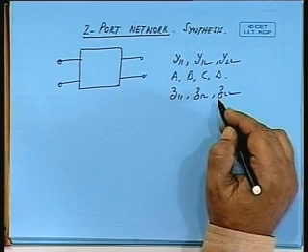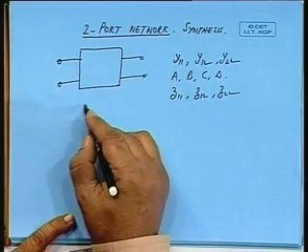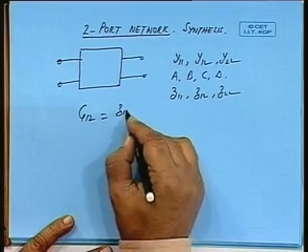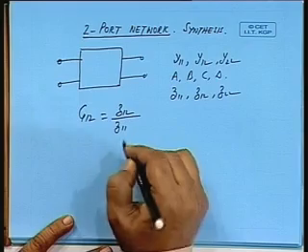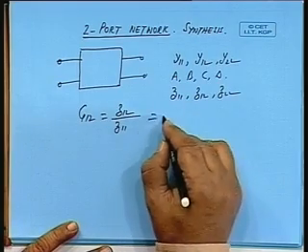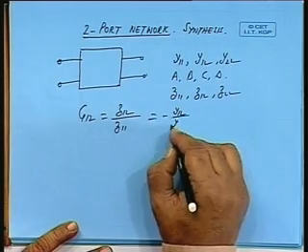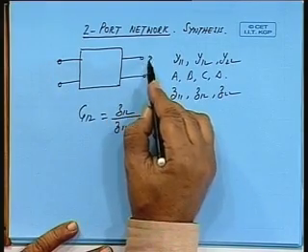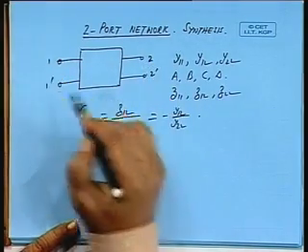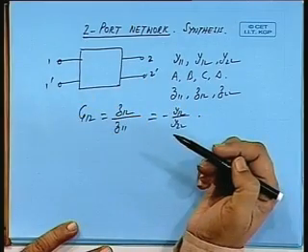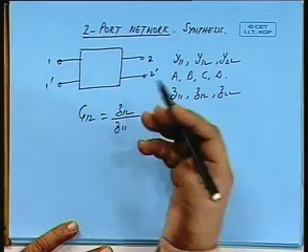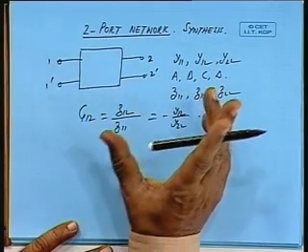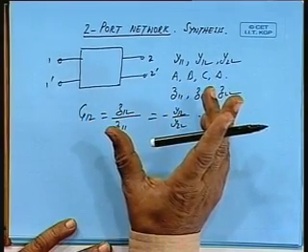Sometimes you may be given only a gain function G12, which you know is given by minus y12 by y22. So, if this voltage by this voltage is the gain function, only the gain function is given, then you are asked to realize a network to give that particular gain function, all right.